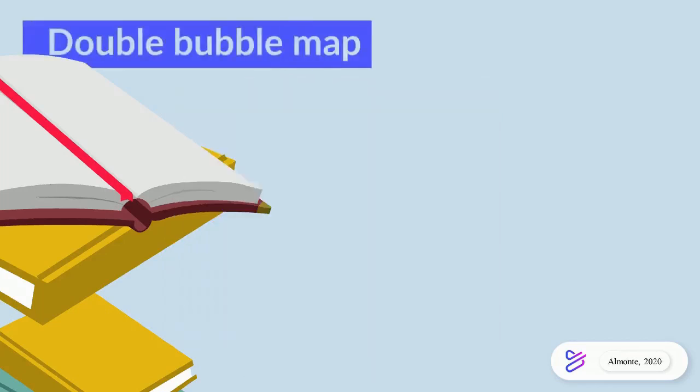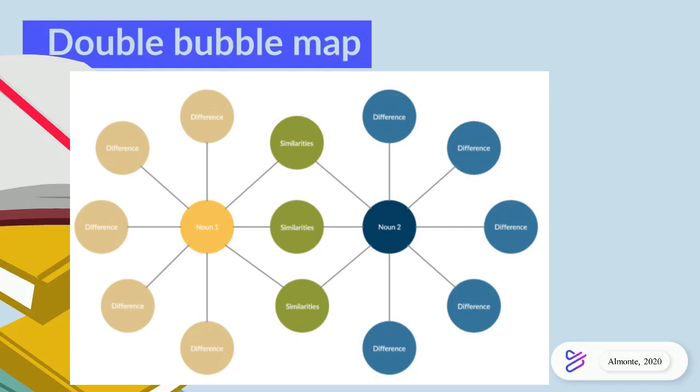The double bubble map is one of the popular thinking maps. It is much like a Venn diagram. It is used to identify similar and different qualities between two things.